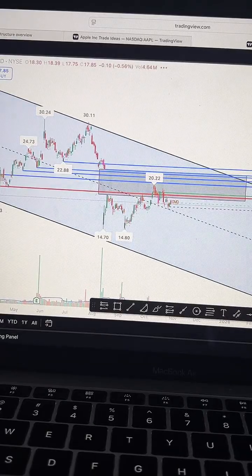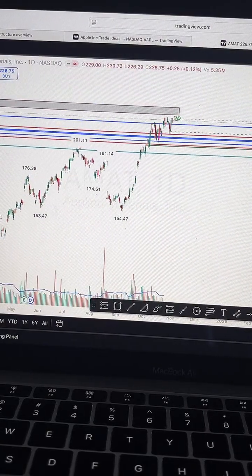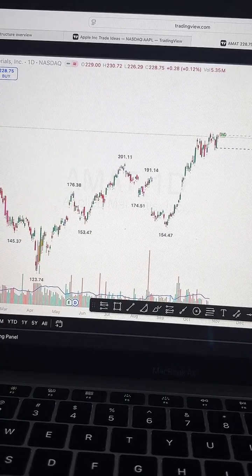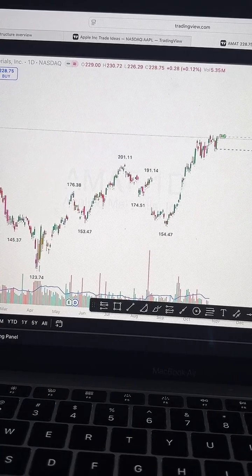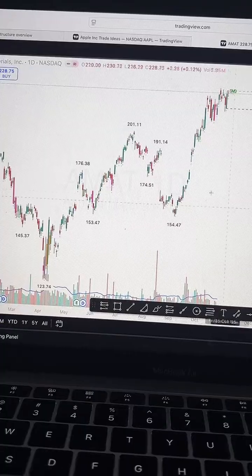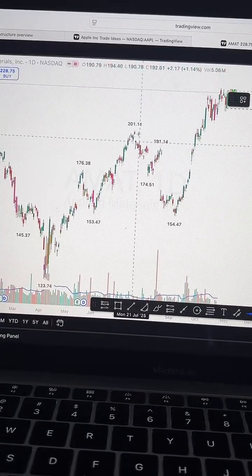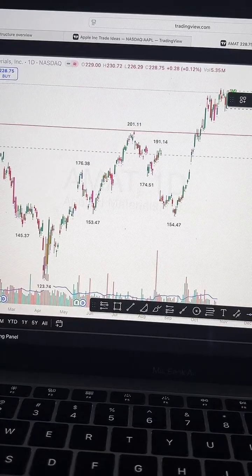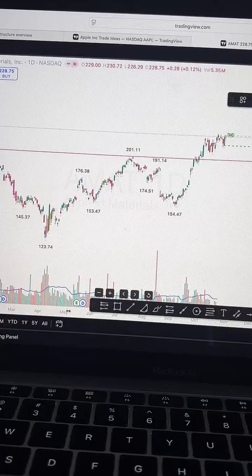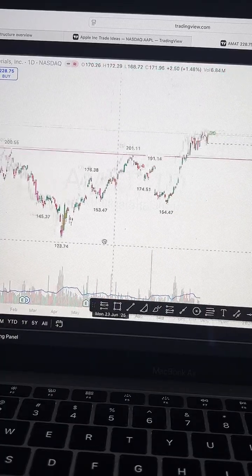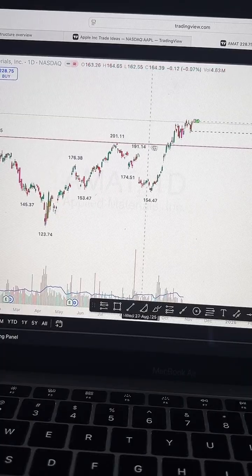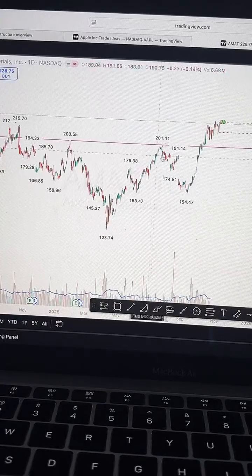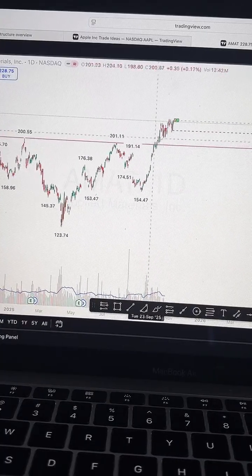I'm trying to find something that I didn't mark already. Okay, this one just, okay. Yeah, something at 200. Looks like we just broke this. So this 200 level looks like it had been resistance for a while. Looks like we just broke out of that.